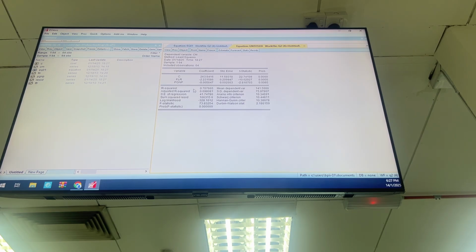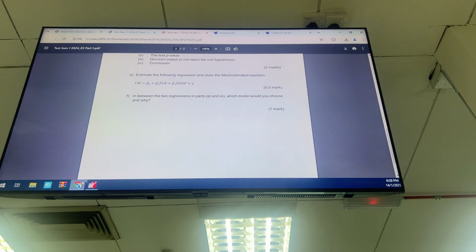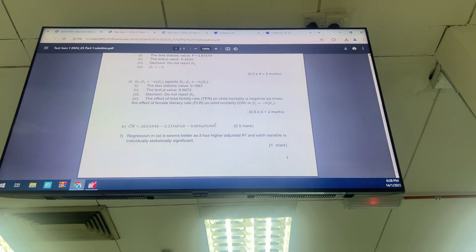So basically you can compare the R-squared. Remember, if you want to know whether an additional independent variable improves the model or not, you can compare the R-squared. If the R-squared is higher than the original model or the other model, then that model would be better. Okay. So regression A is better in terms of the adjusted R-squared. Each variable in regression A is significant.